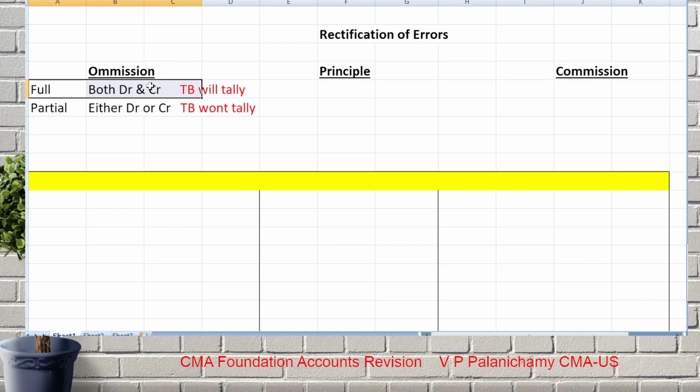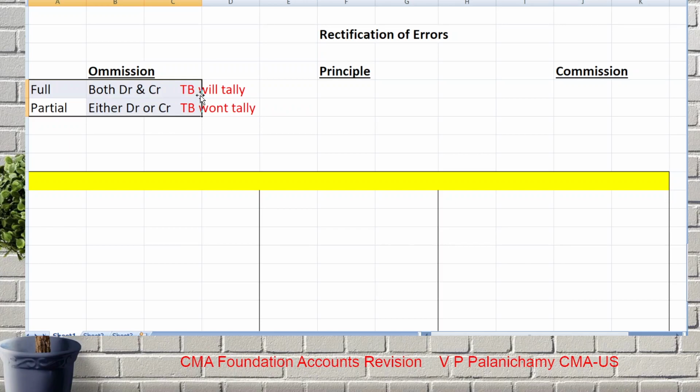For example, salary pay பண்ணிருக்கோம், not recorded. Salary to cash record பண்ணவே இல்லை. That is called as what? Full omission. Full omission பண்ணிருந்தா trial balance will tally. And a trial balance checks only debit is equal to credit. Both debit and credit omit பண்ணிட்டா debit side record ஆயிருக்காது, credit side record ஆயிருக்காது. அப்ப என்ன ஆகும்? Automatically trial balance will tally.